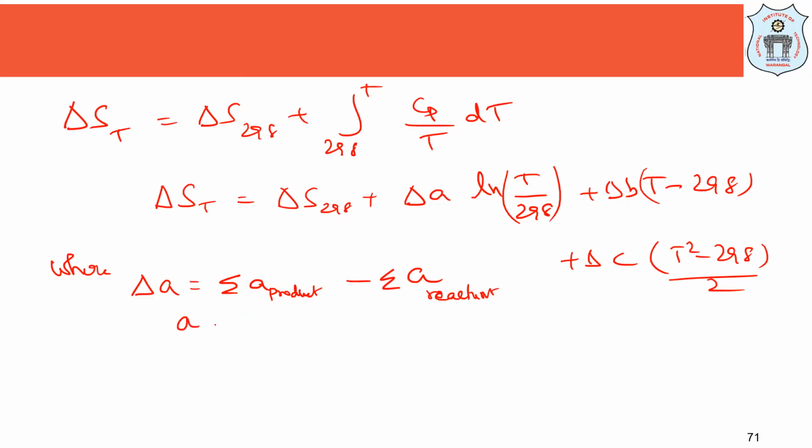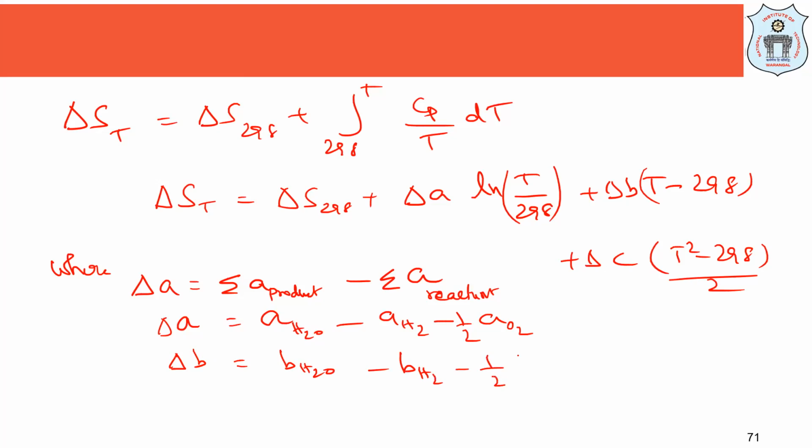So delta A is equal to A of product, that means A of water, minus A of hydrogen minus half into A of oxygen. Similarly, delta B is equal to B of water minus B of hydrogen minus half into B of oxygen. Delta C is given by C of water minus C of hydrogen minus half into C of oxygen.